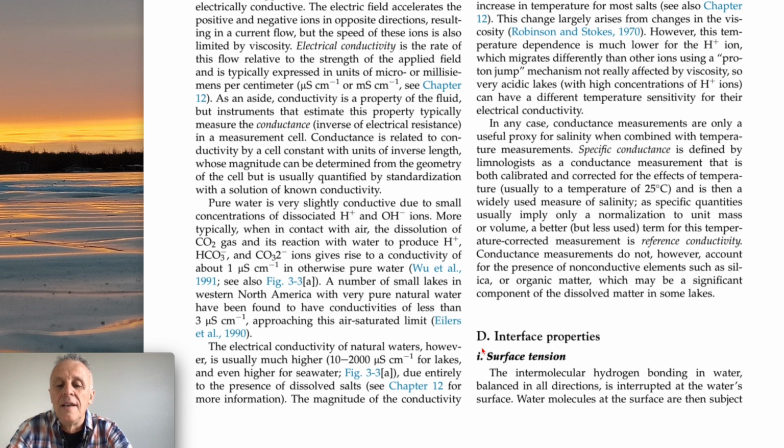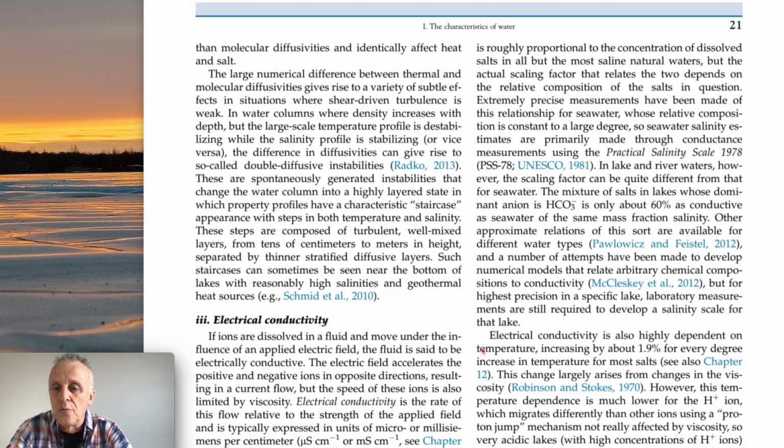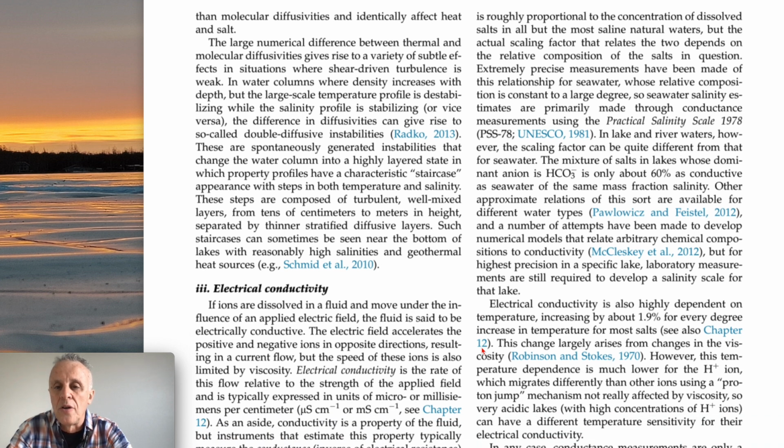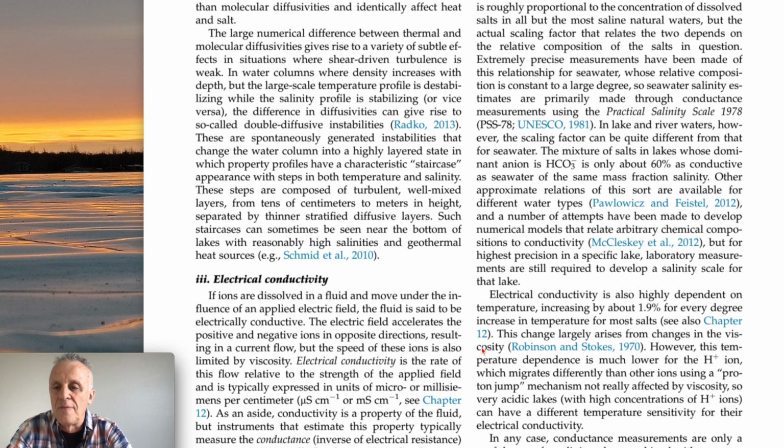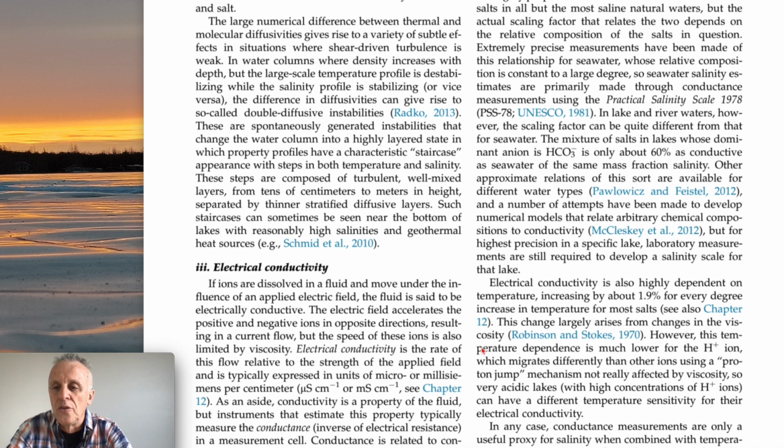The electrical conductivity of natural waters, however, is usually much higher, 10 to 2000 microsiemens per centimeter for lakes, and even higher for seawater, due entirely to the presence of dissolved salts. The magnitude of the conductivity is roughly proportional to the concentration of dissolved salts in all but the most saline natural waters, but the actual scaling factor that relates the two depends on the relative composition of the salt in question. Extremely precise measurements have been made of this relationship for seawater, whose relative composition is constant to a large degree, so seawater salinity estimates are primarily made through conductance measurements using the practical salinity scale.